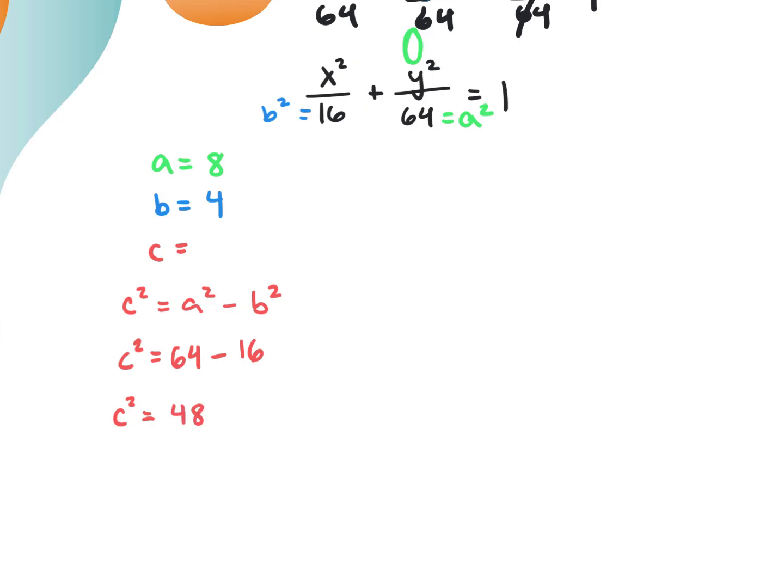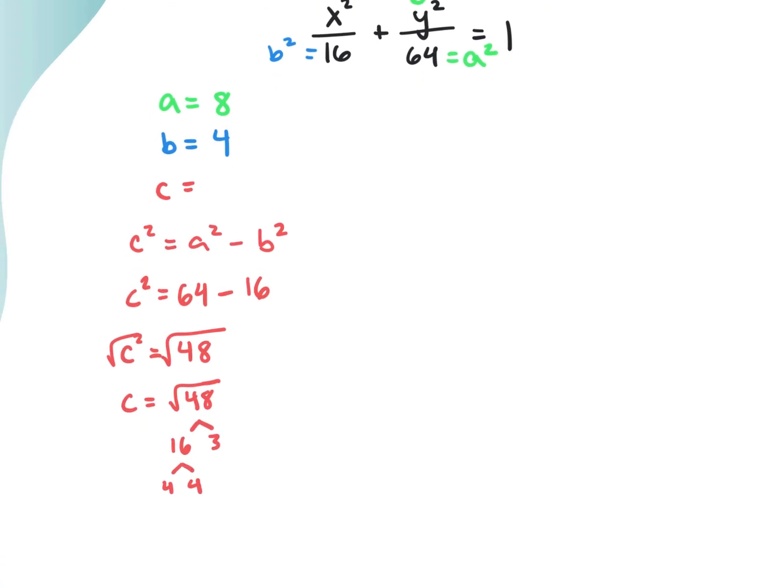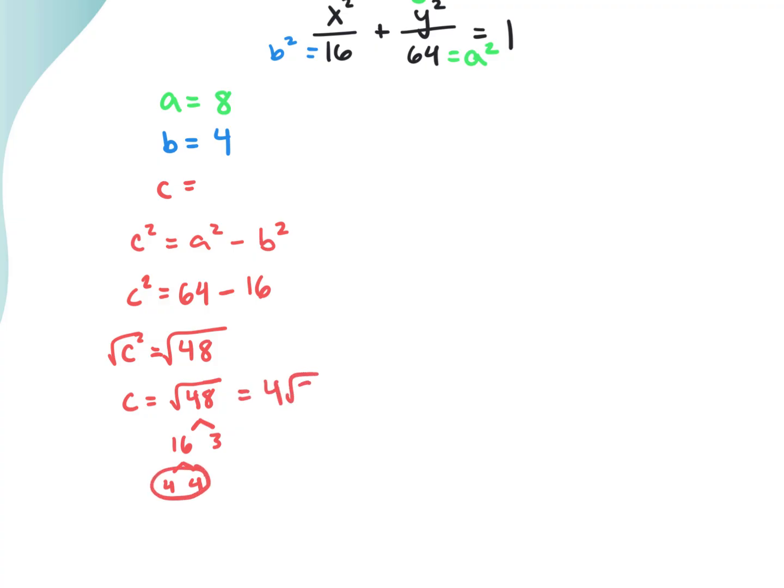48. To find what just c is, we want to take the square root of both sides. So c would equal square root 48. But we can't leave it like this. What do we have to do with our square root? Simplify. What are 2 factors of 48? That works, 16 and 3. 2 factors of 16. I'm going to say 4 and 4 just because 16 is a perfect square and I can circle my 4's. So this would be 4 square root 3.